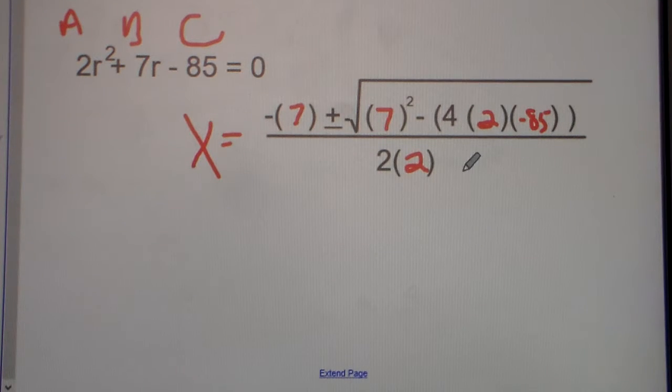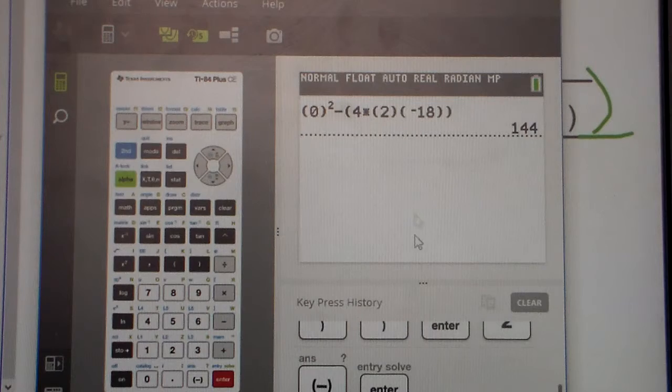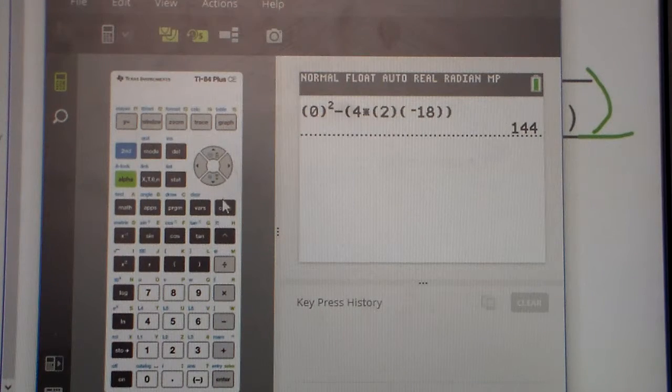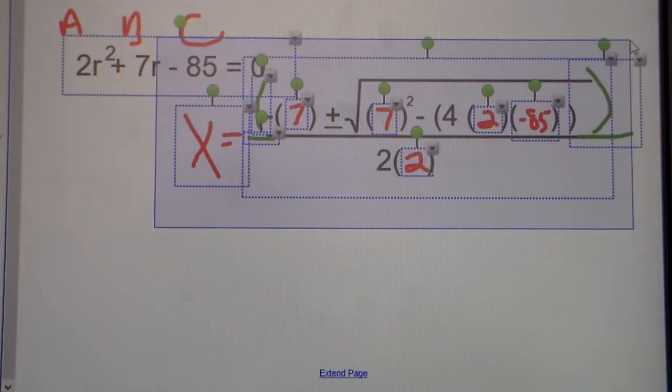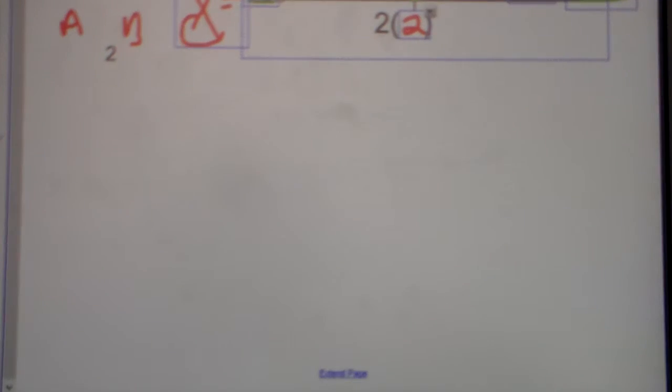Now we're going to simplify things down a little bit using a calculator. What I like to do is put the entire thing in. So I'm going to put parentheses around the numerator, then I'm going to divide by 4, because 2 times 2 is 4. So let's do that in the calculator. Clear this. Alright. Slide this up so I can see it.